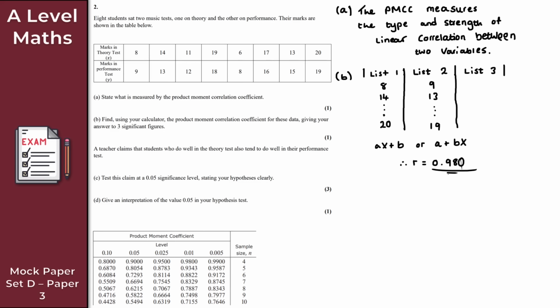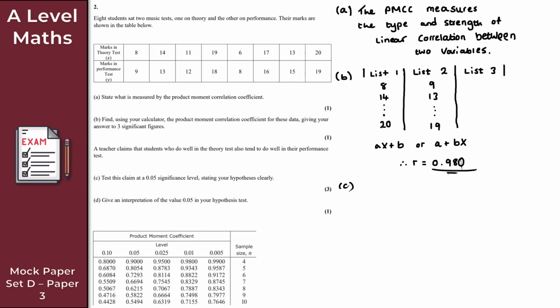We've got part C here. So let's just do this underneath then. It says a teacher claims that students who do well in the theory test also tend to do well in their performance test. So for part C then, it says test this claim at a 0.05 significance level, stating your hypotheses clearly.